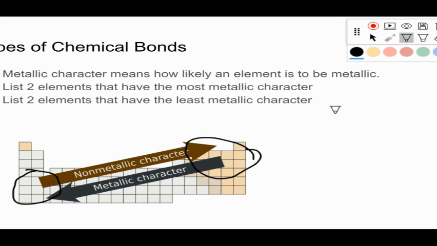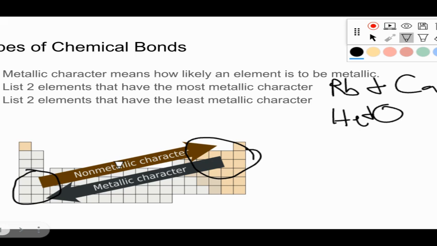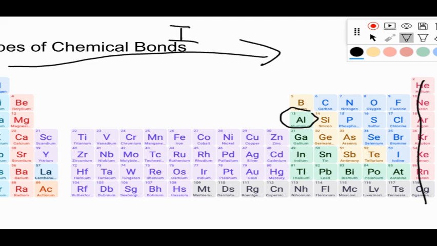So for my most metallic character, I'm going to choose, let's say, rubidium. It's down there in that bottom left quadrant. And calcium. For my least metallic, I'm going to go with helium and oxygen. So it's just based on where those things are at. So when we're talking through this unit, all of this unit is going to fall back to this concept of electronegativity. So all the periodic trends are important, but electronegativity is by far the most important to be able to do types of chemical bonds.